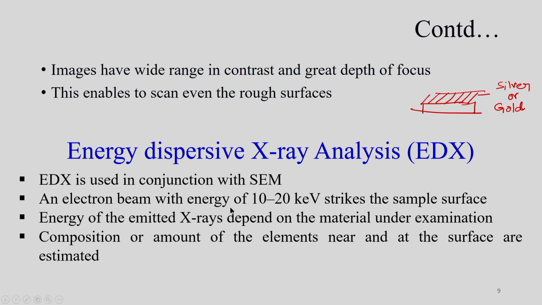So, when the electron beam with the energy in the range of 10 to 20 kilo electron volt strikes the sample surface, then as I told, the energy of the emitted X-ray depends on the property of the material, or you can say the composition of the material, and this composition or amount of the material is estimated depending on the energy of the emitted X-ray. So, now indirectly we are using a high energy beam and then we are measuring the energy of emitted X-ray, which depends on the composition or the amount of element present on the top of the surface.